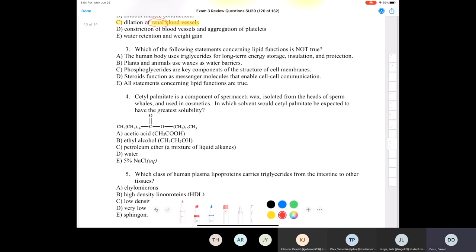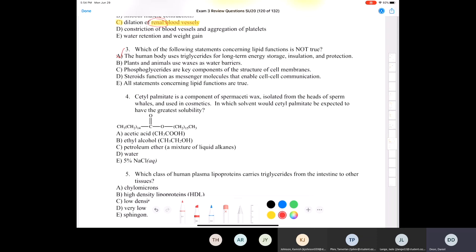It says, in A, the human body uses triglycerides for long-term storage, insulation, and protection. That's absolutely true. Plants and animals use waxes as water barriers. If you've ever heard the expression, like water off a duck's back, right? It's wax on their feathers that enables water to roll off of their feathers, I guess, for lack of a better word. And if you think about plant leaves, like on a lot of trees, they have sort of a waxy coating on them.